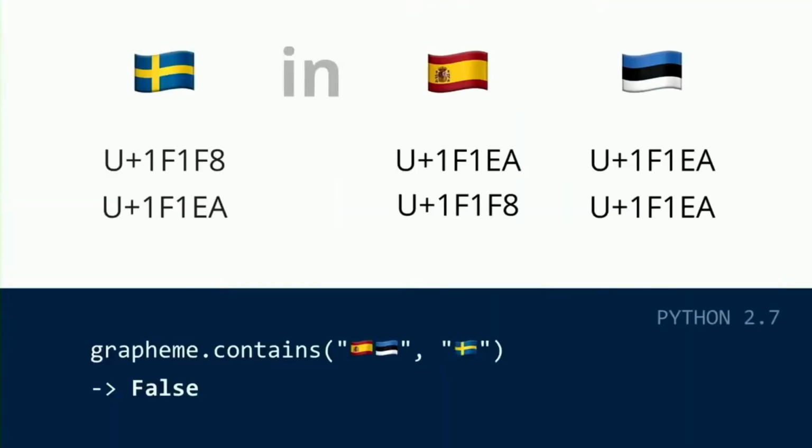Again, graphemes save the day. Because each of these is an individual grapheme, we can use something like the grapheme library to solve this problem. Here in Python 2.7, grapheme.contains can do a simple comparison to look for an exact match of graphemes inside a string.